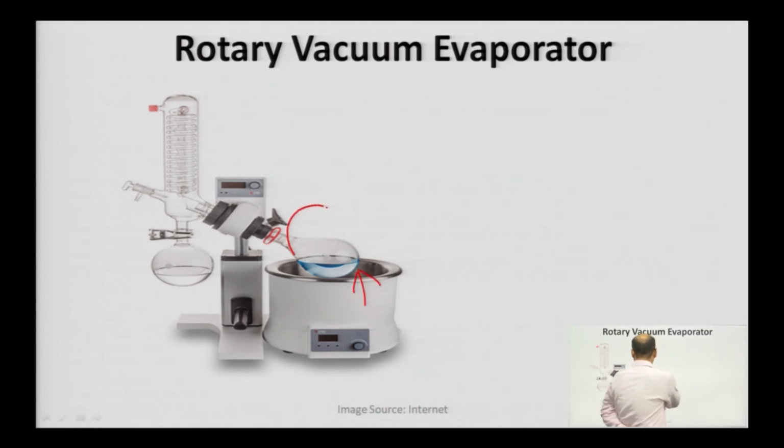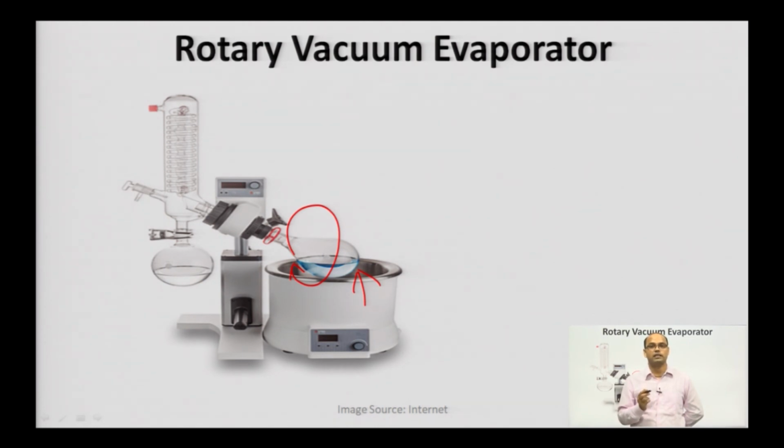This is the rotating round bottom flask, and it rotates on its axis. Simultaneously, it is having the heat supply from the bottom. The hot water bath evaporates the solvent present in the round bottom flask. We put the filtrates from which we have to separate the solvent, or evaporate the solvent, in the round bottom flask. The round bottom flask is revolving on its axis.